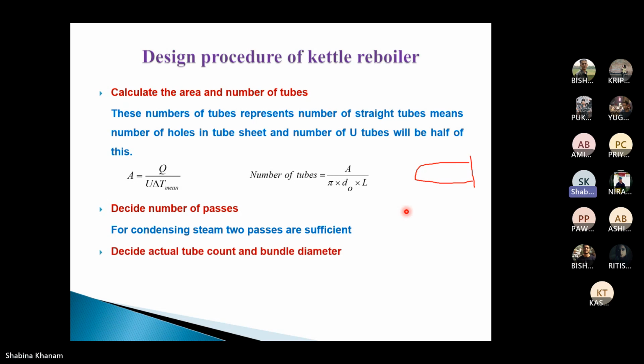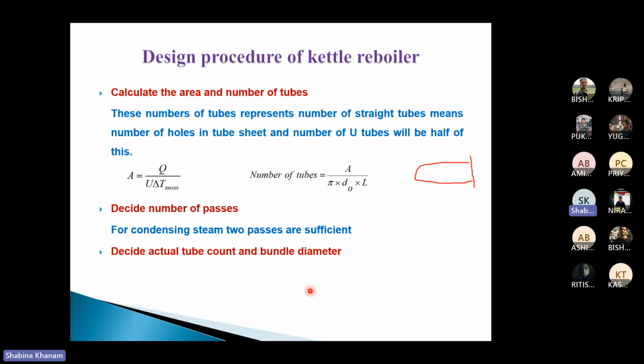And once I'm having this number of tubes, we need to find out the actual tube count and bundle diameter. Because in this case, bundle diameter you cannot calculate by the usual procedure which we used to do earlier, because in this case the tube pitch varies. It's not always 1.25 into d naught.